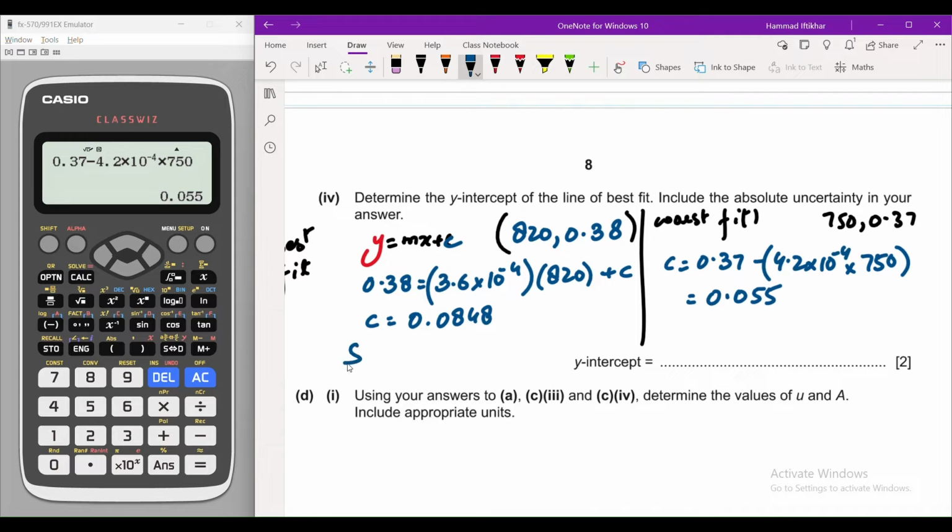So the uncertainty in C would be just 0.0848 minus 0.055. So this comes out to be 0.02 or roughly 0.03 plus minus. Now we are going to take the best fit up to 2 decimal places, 0.08.